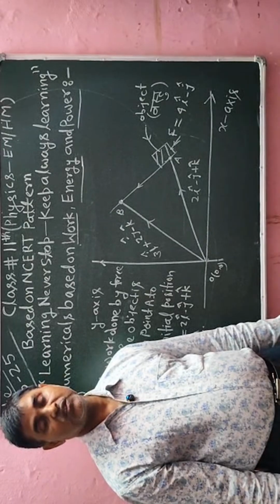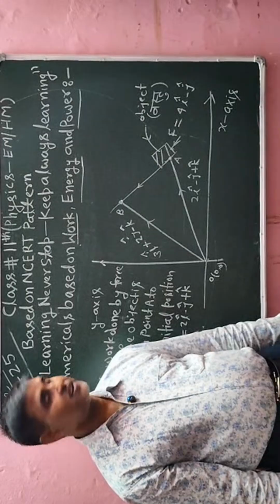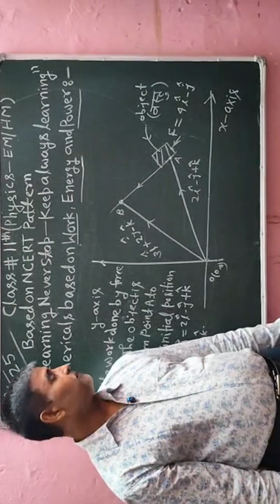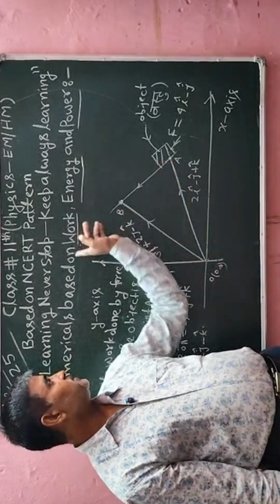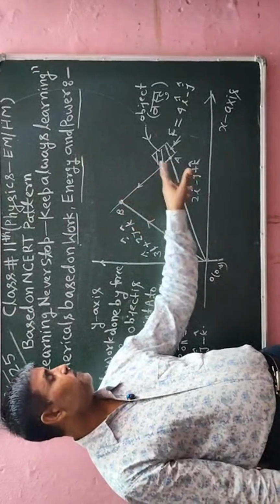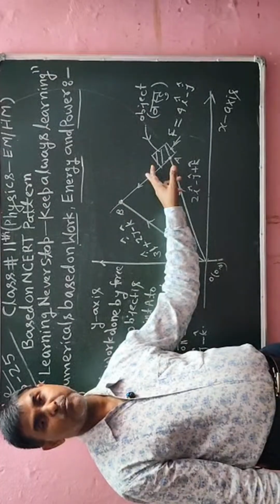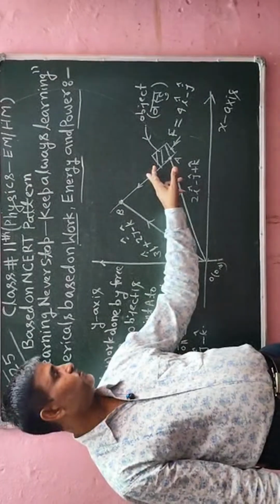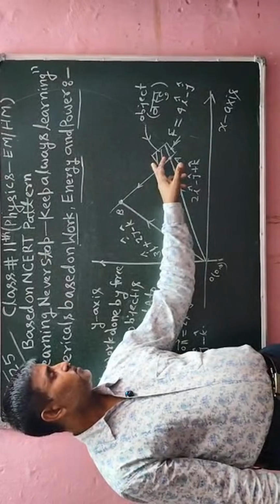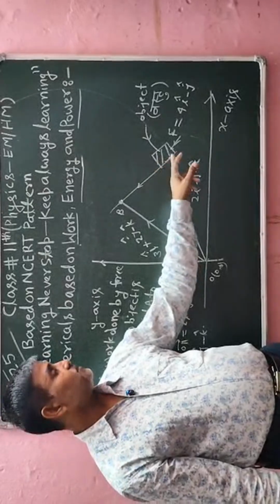Multiplication of force into displacement is called work done and its unit is joule. Okay, so we have already explained its concept. If we have to write the definition of work, it is multiplication of force into displacement.